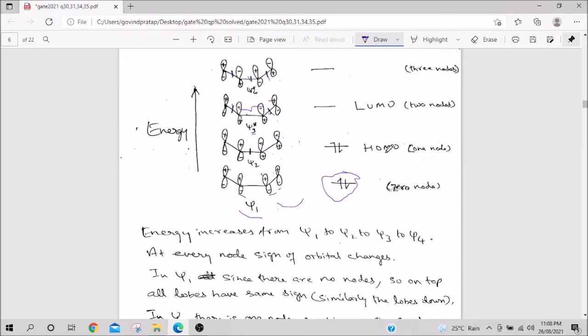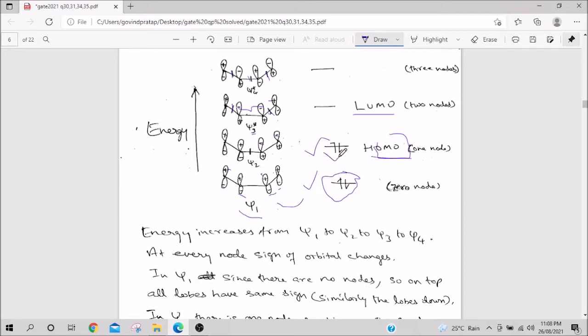Now, there is a concept called HOMO and LUMO. HOMO is the highest occupied molecular orbital. Okay. Highest occupied means which has the highest energy, but it should also be occupied. So, you can see electrons are there in psi 1 and psi 2. So, only these two are occupied molecular orbitals. Among them, which has higher energy?